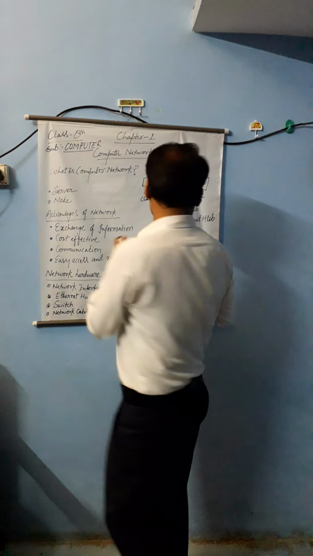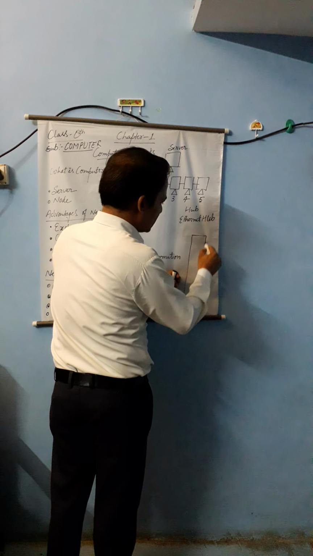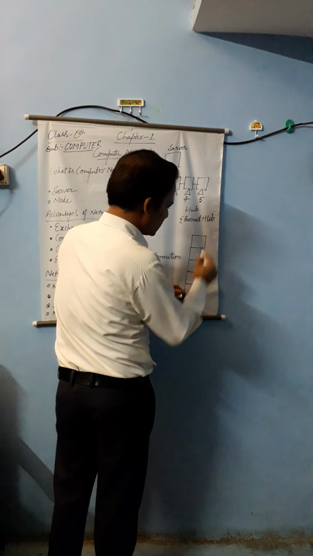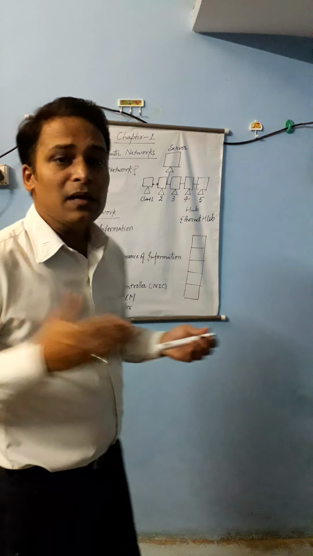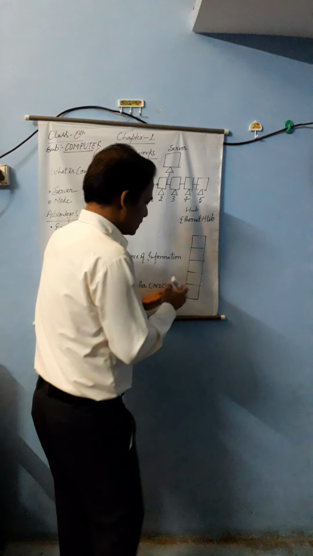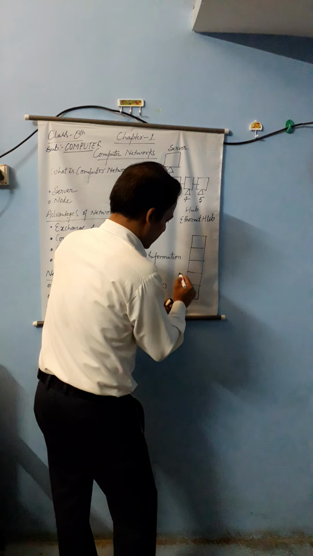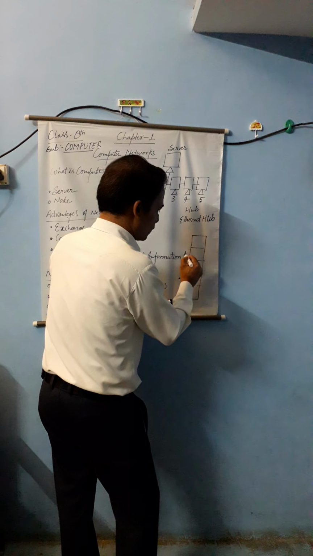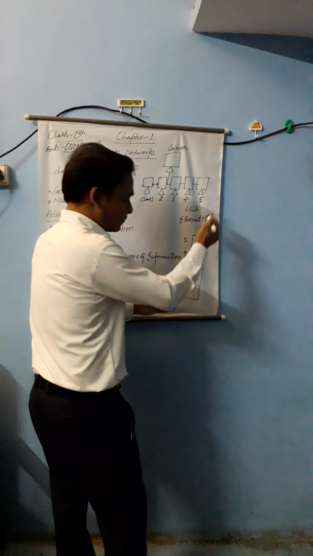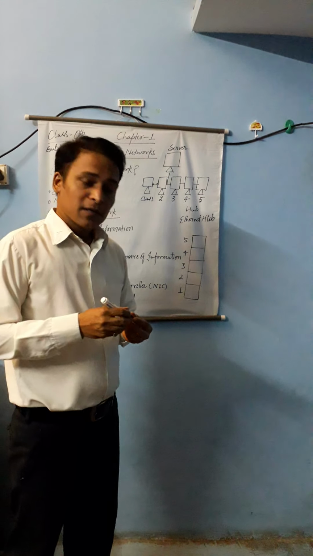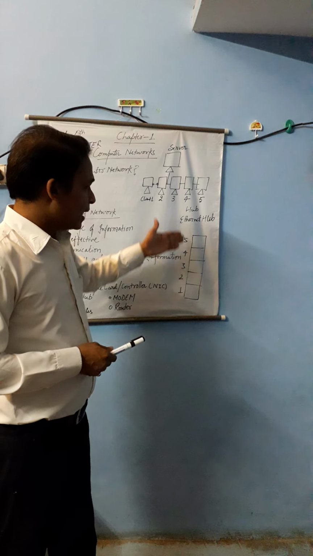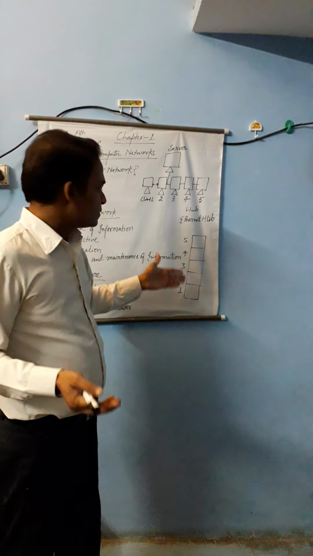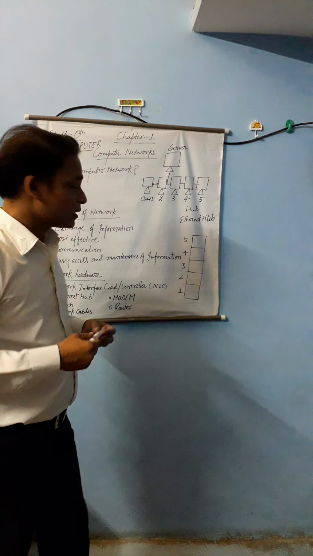Suppose this is one building, and in this building there are many floors, and these floors have many computers. Here is the ground floor, then floor 1, floor 2, floor 3, floor 4, and floor 5. There are 4 or 5 floors in that building. There can be several computers, and these computers can be connected to each other by a network.